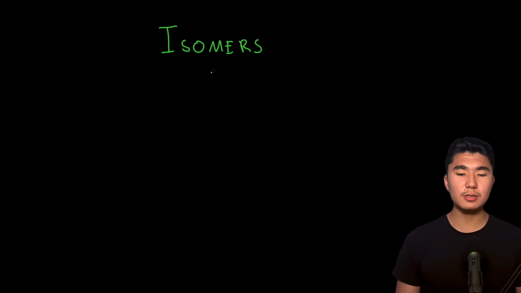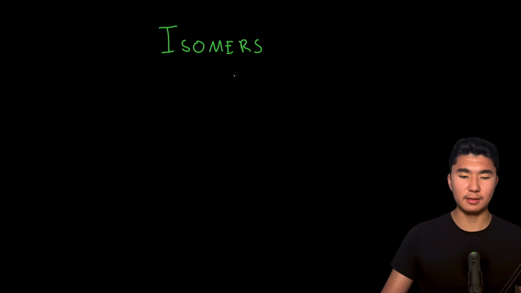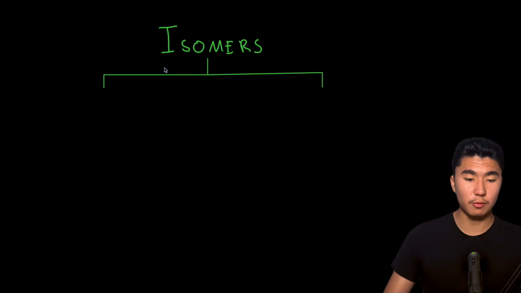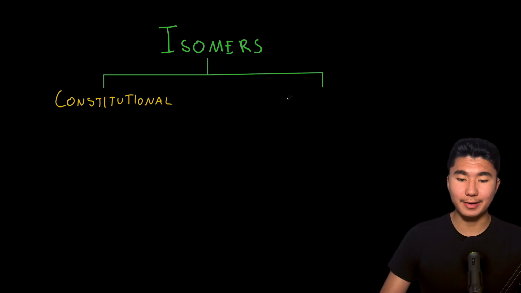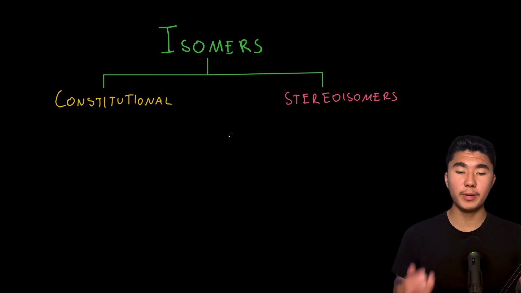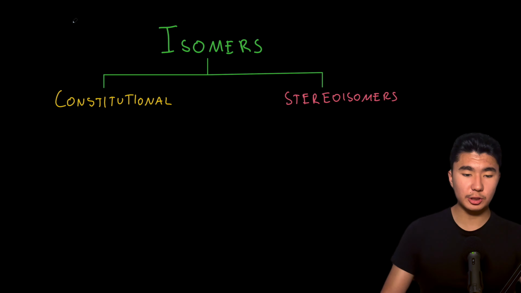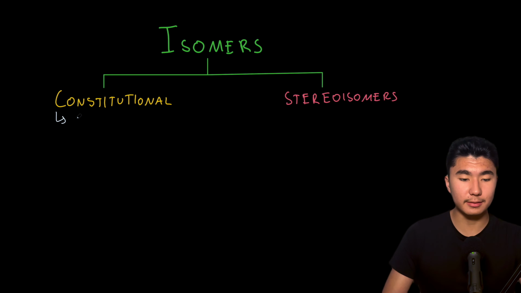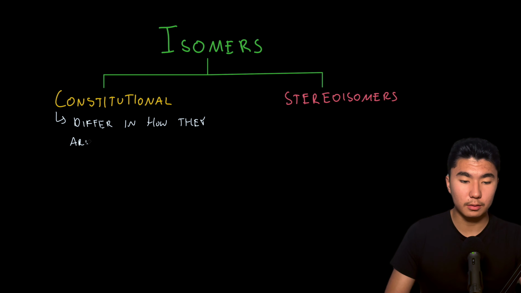So isomers are basically molecules that are similar but different at the same time. To really understand this, we have to talk about our two different isomers. We're first going to have constitutional and stereoisomers. Now, what makes constitutional isomers special is how they are connected. So they differ in how they are connected.